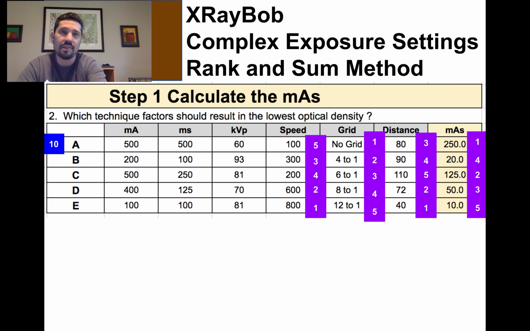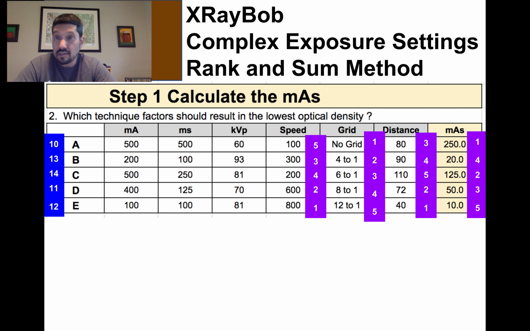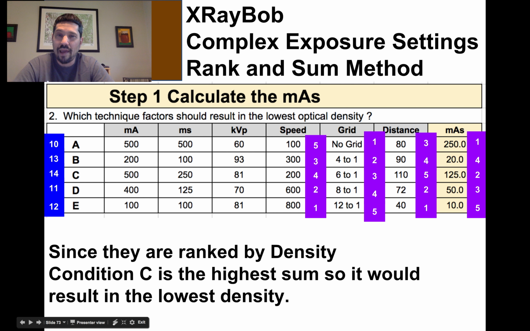Row A is 5 plus 1 plus 3 plus 1, 10. Row B is 13, C is 14, D is 11, E is 12. Okay, so the lowest number, A, is going to give us the highest optical density. They're all ranked by density, so condition C is the highest number, so that's going to be the lowest density, right? C was our lowest ranked one, so it got the highest value because we ranked them from most dense to least dense, and it is our lowest density. Okay, and is it far away from others? It's kind of close to B, but it's pretty far out from the other two.